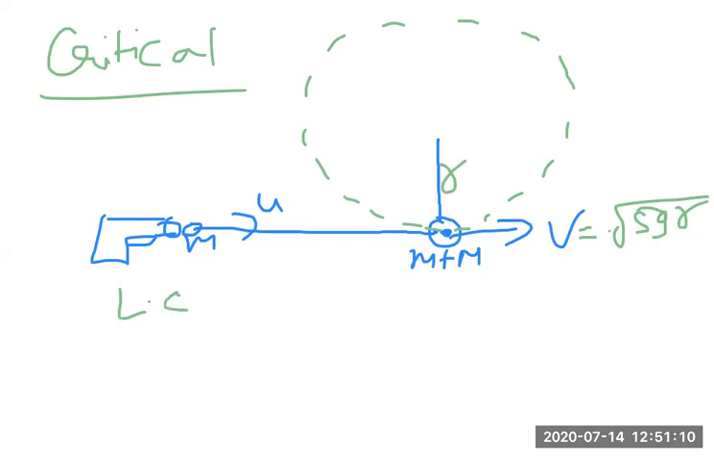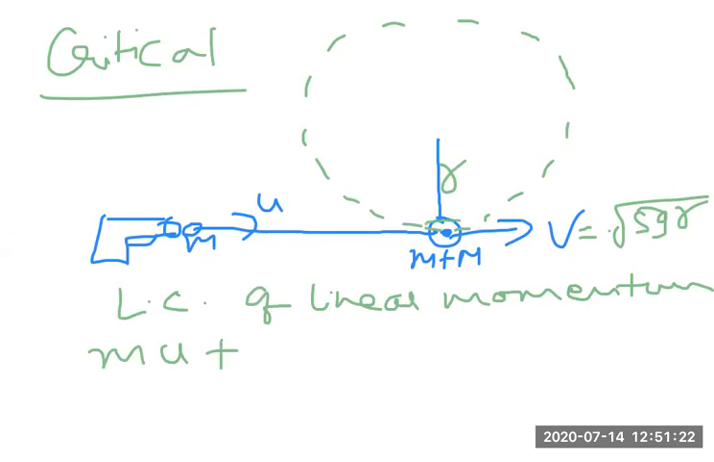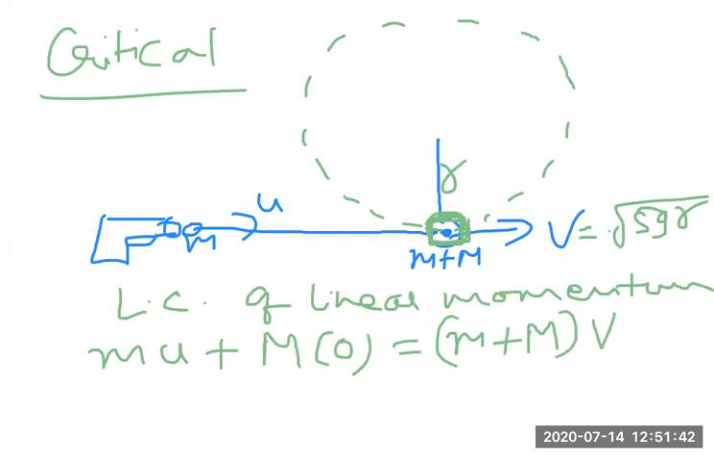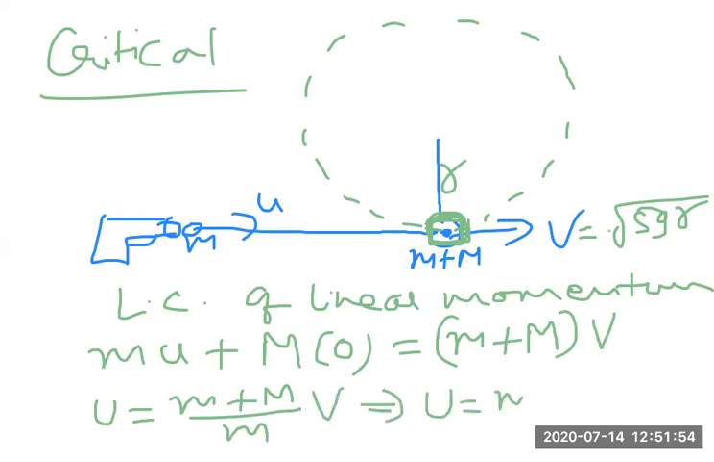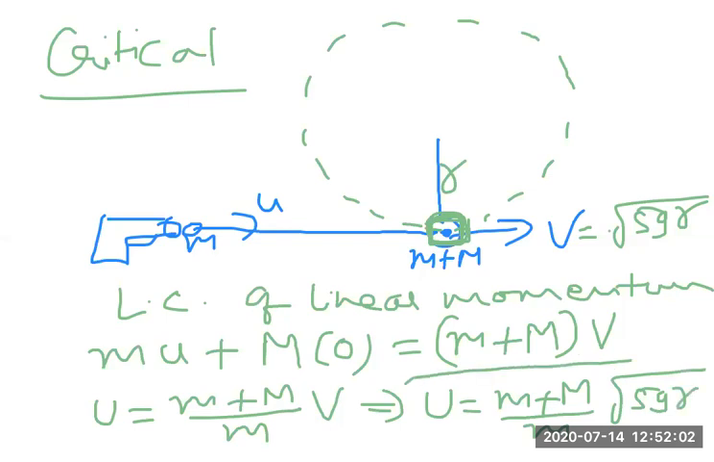Again, applying the law of conservation of linear momentum: m into u. Initially this block is at rest, so the block mass capital M into zero, bullet mass small m, bullet velocity u. After being embedded inside, the mass is m plus M, and the velocity with which they start moving from the bottom position is v. To have a vertical circle, the minimum velocity at the bottom is root 5gr. It is the critical value. So u is called the velocity of the bullet.